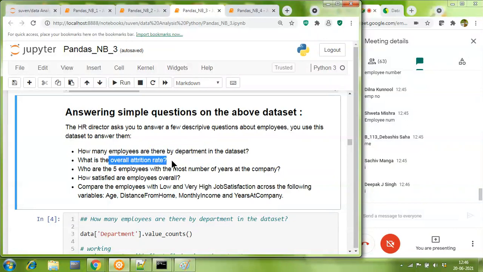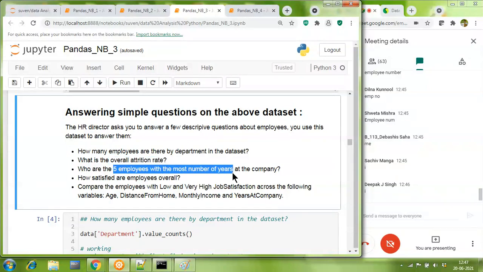What is the meaning of this? Overall attrition, sir, I do not know about this. Okay. By the way, attrition means how many people want to leave the company. Attrition means how many people are going to leave the company. We will discuss how to solve this when we come to the respective problem.